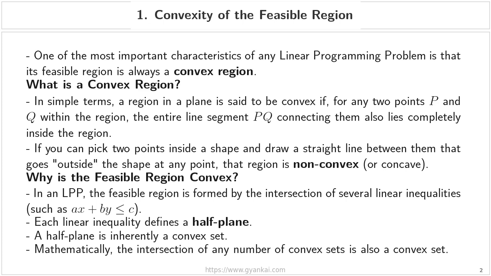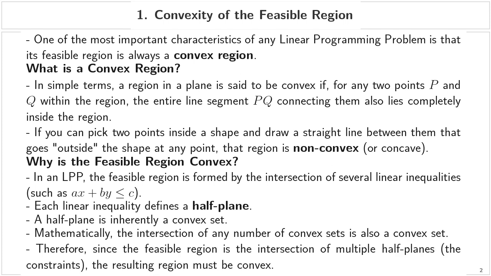Here is the key mathematical principle. The intersection of any number of convex sets is also, itself, a convex set. So, because our feasible region is simply the overlapping area, the intersection, of multiple half-planes, which are our constraints, the resulting shape must, by definition, be a convex region. This brings us to our next slide, where we will see how this property helps us locate the optimal solution.